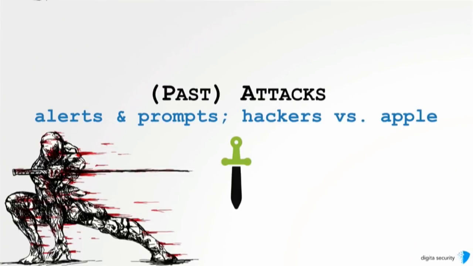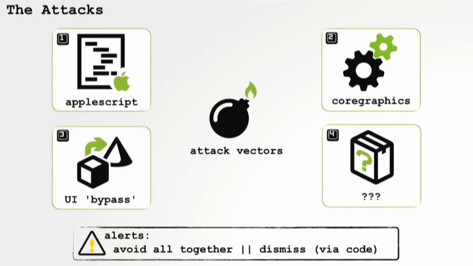All right, so now let's talk about some past attacks. So over the years, there's been a myriad of attacks that sought to interact with the UI in a synthetic manner. And we've seen proof of concepts, but also actual malware specimens that implemented these attacks. So let's take a look at these now. Now, we'll dig into these, but there are several ways to synthetically interact with UI components that Apple has tried to mitigate, but that attackers have also used. So we'll look at some of these closer. Some include AppleScript, the Core Graphics framework, and even in some cases, simply sidestepping the alerts altogether.